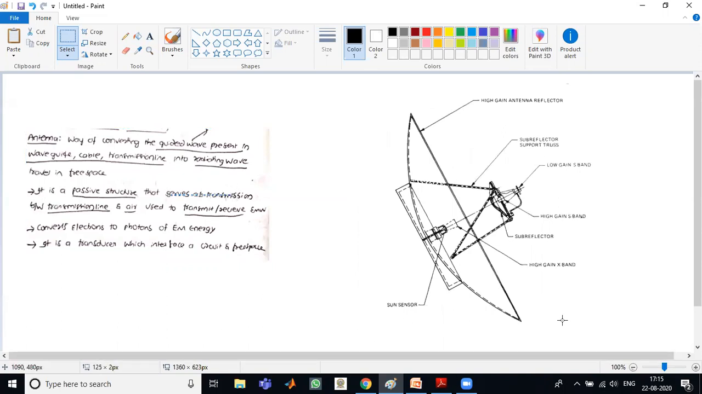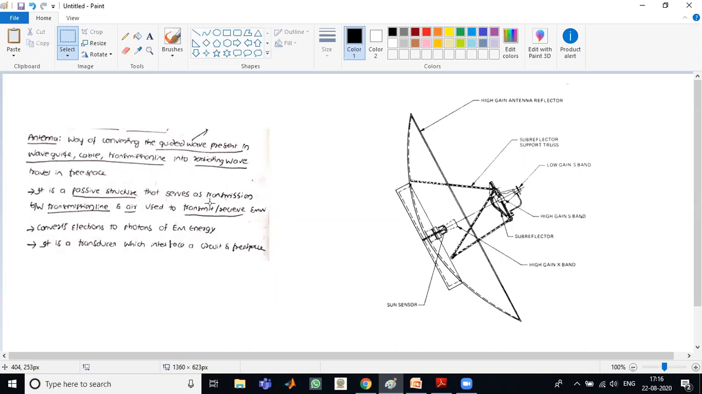In the further sessions, we will be dealing with the antenna. Please remember this structure of antenna for the assumption. First, what is an antenna? Antenna is a way of converting the guided wave present in waveguide, cables or transmission line into the radiation that travels in free space. That means you are making the wave from the wire transmit into the air. That is the meaning of antenna.